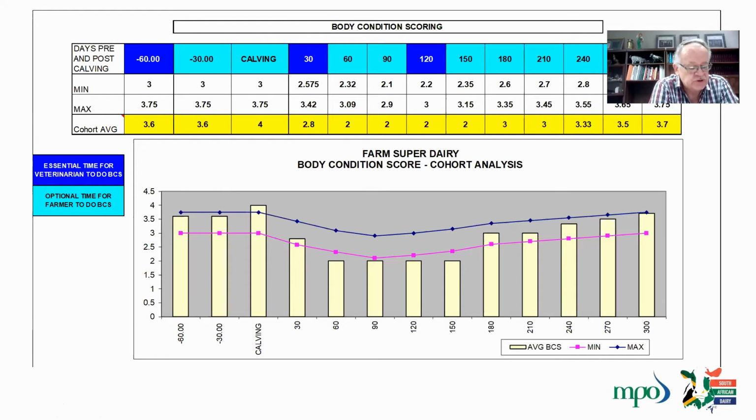If you look at the body condition scores there, at minus 60 we were at about 3.5. And then at minus 30 days, that's a month before calving, at 3.5. And then the cows calved at a condition score of 4. So what do you think would be the problem in this herd?